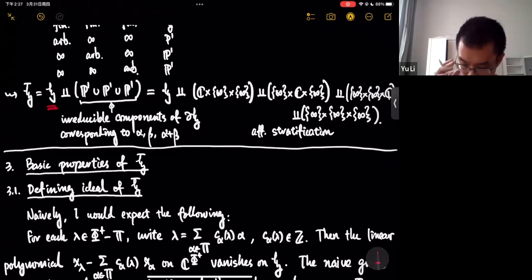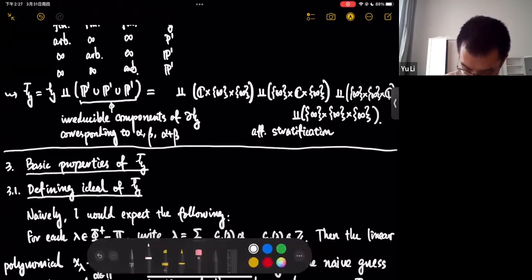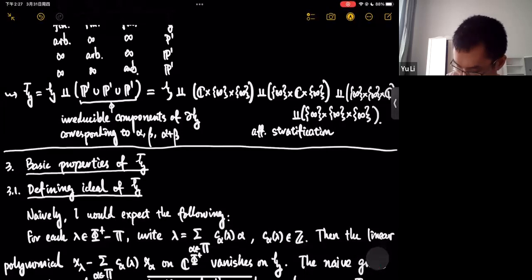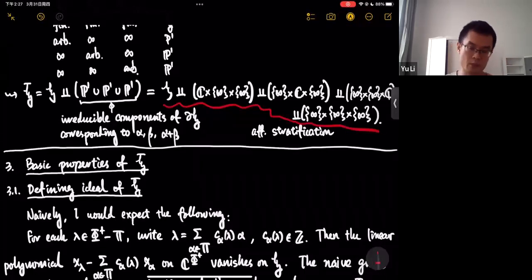If I wish, I can decompose this H bar. I have an affine stratification of the variety H bar like this, which is obtained by just decomposing each of the P1s into C union infinity.